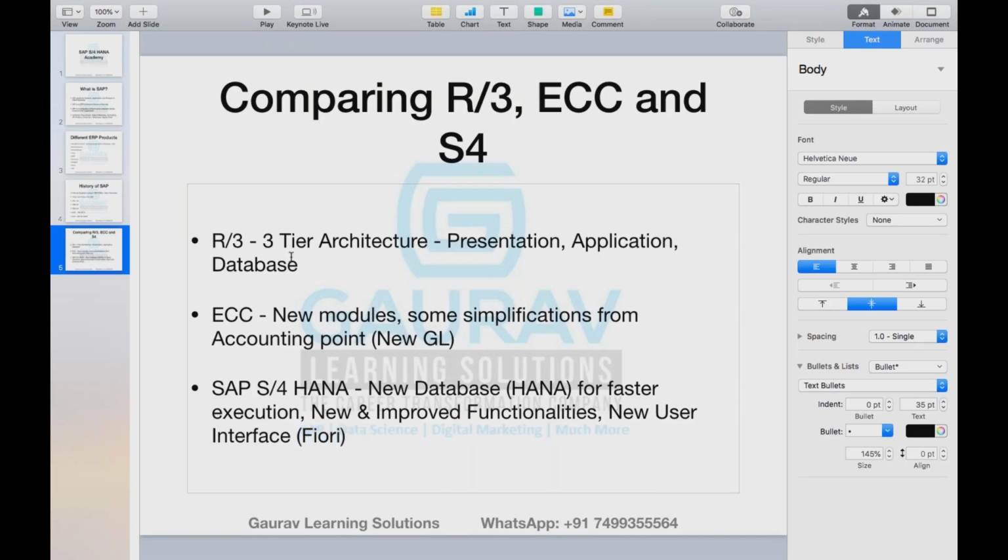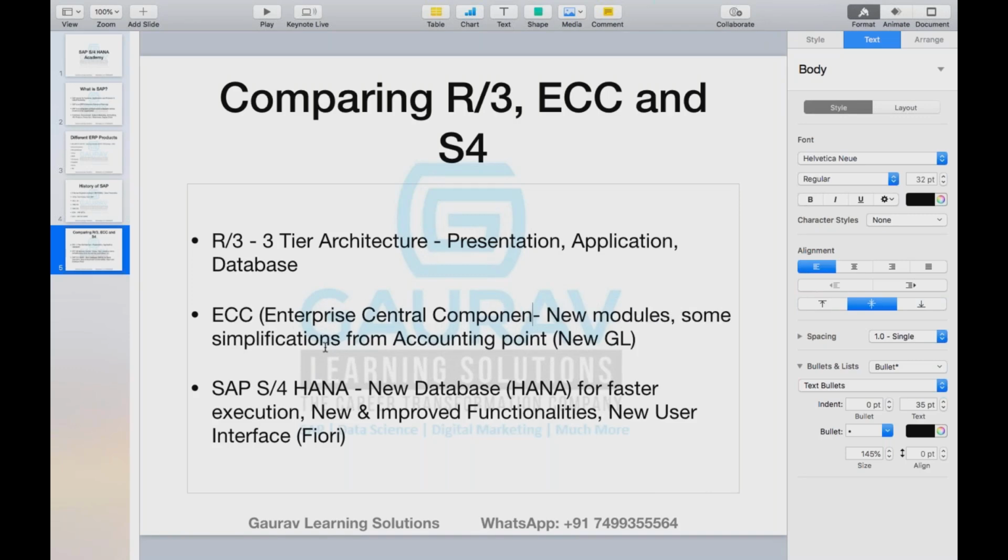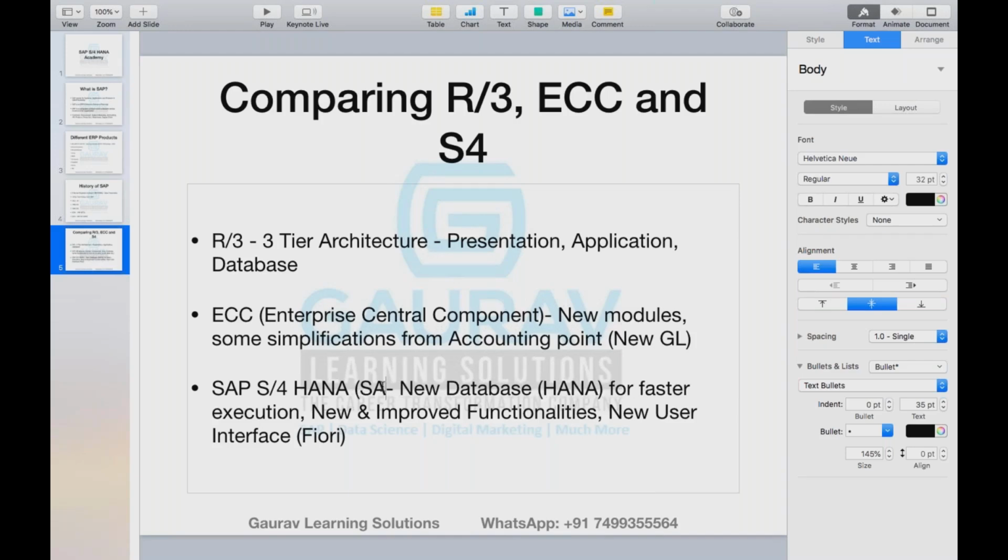These are some of the comparisons between R3, ECC, and S/4HANA. So the latest one is SAP S/4HANA. What is the full form of ECC? ECC stands for Enterprise Central Component. Yes. Okay, what exactly is the full form of S/4HANA? High performance analytical appliance. That is the full form of HANA. High performance analytical appliance is the full form of HANA.